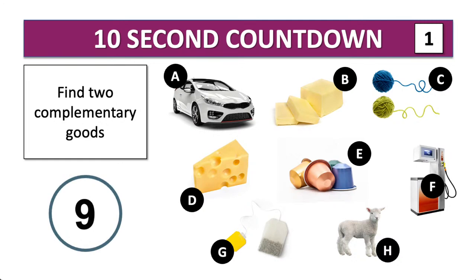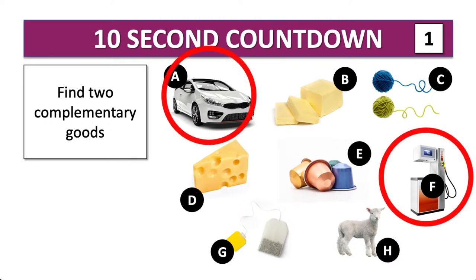Can you find two complementary goods? Answers starting to come through quite quickly. Thank you very much. We've got D and B. F seems to be one of the common ones. Let's see what we put. Thank you for the contributions. Really good stuff so far.